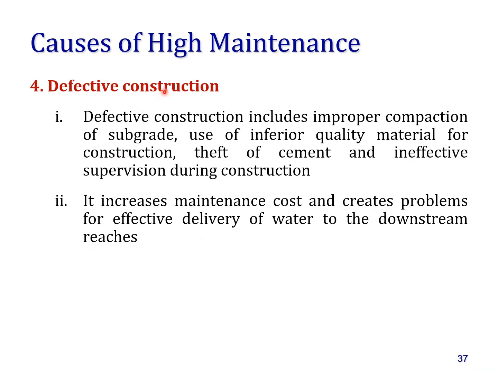The next one is defective construction. That is a big problem in developing countries, because in developing countries, especially in our country, the cost of the material is more and the cost of the labor is less. So contractors always try to save money on the material. For example, they use inferior quality material in the subgrade that will cause the lining to settle, crack or get damaged. Sometimes there is theft of cement and ineffective supervision during the construction.